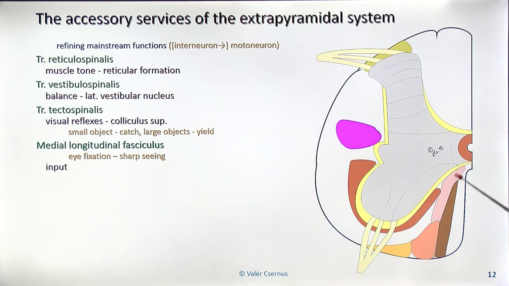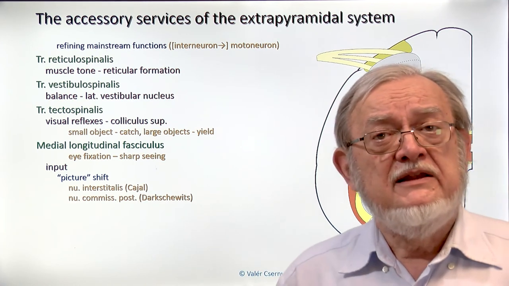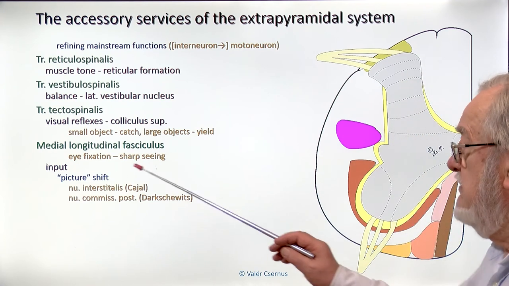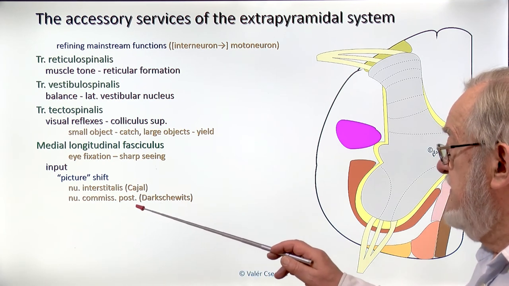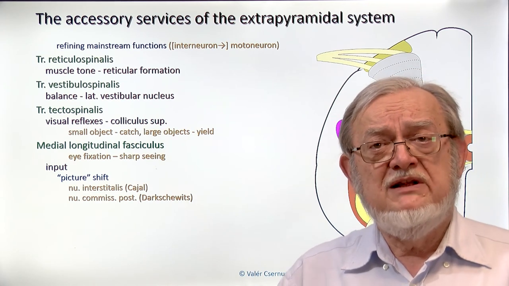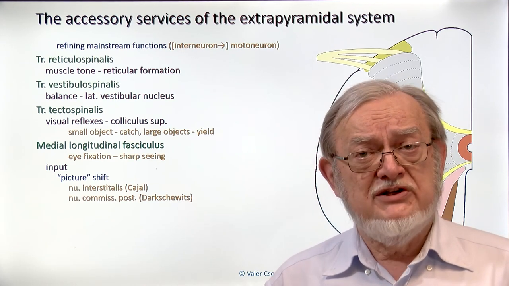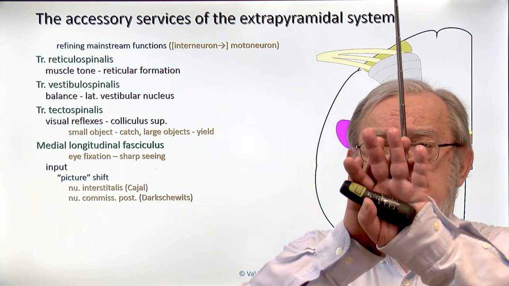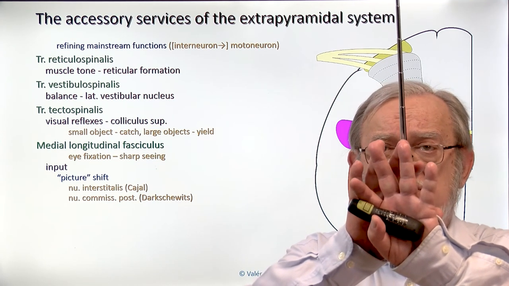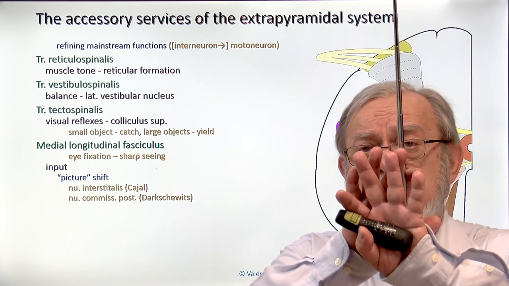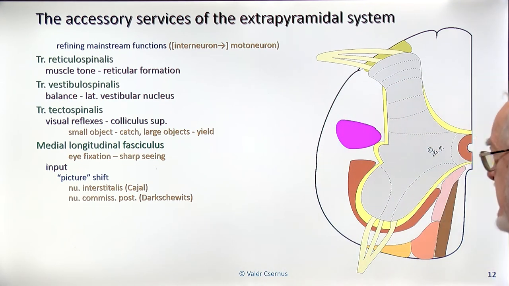To get the system to work, this pathway gets information from two sources. One analyzes the shift of the picture. The picture shift is initiated by two nuclei. This is the uppermost point, by the way, of this pathway: the interstitial nucleus of Cajal and the nucleus commissuralis posterior of Darkschewitsch. These two nuclei are situated between the diencephalon and the mesencephalon in a so-called no man's land. They have connections from the lateral geniculate body, and the only thing they take care of is whether the whole picture moved. They aren't interested in the details. They just analyze whether the whole picture moved somewhere or stayed. If it moves, they send out a kind of compensatory information to the muscles to move the eye accordingly back to see the original picture.